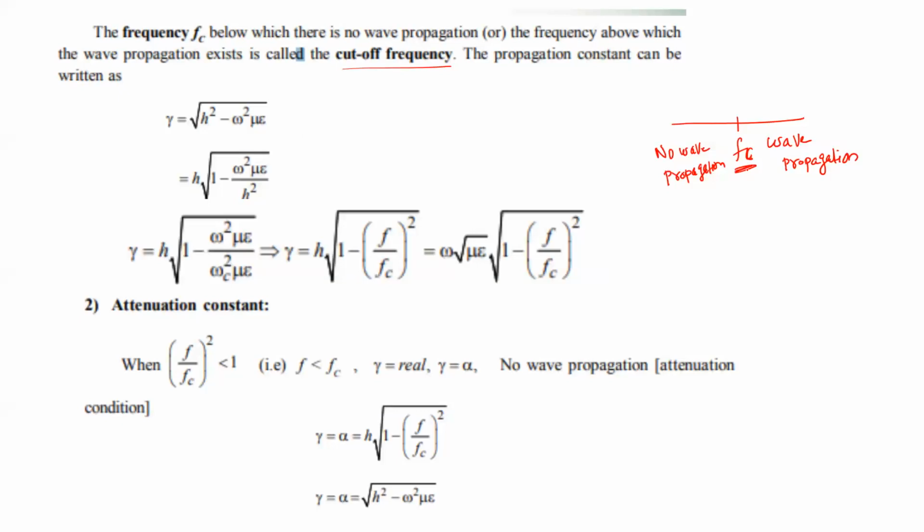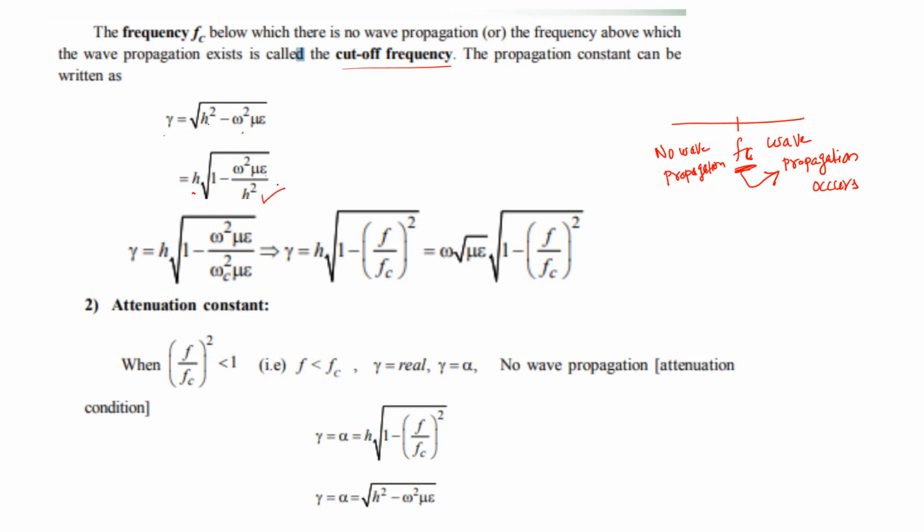Now this frequency above which wave propagation occurs is called the cutoff frequency. Now the propagation constant can be written as gamma is equal to root of h square minus omega square mu epsilon. We can bring this h square outside the square root, so it becomes h root of 1 minus omega square mu epsilon divided by h square.